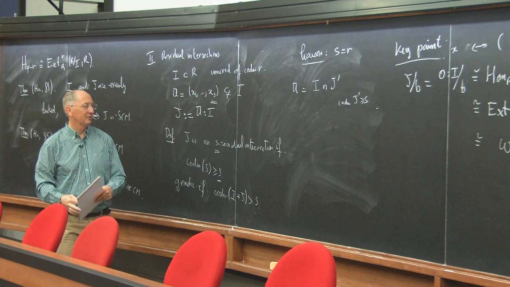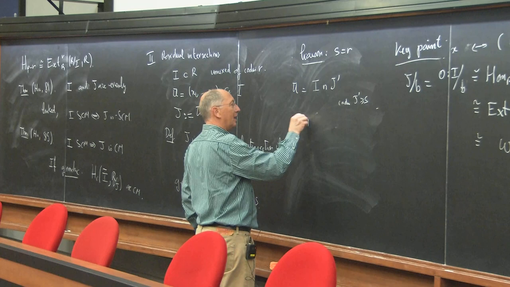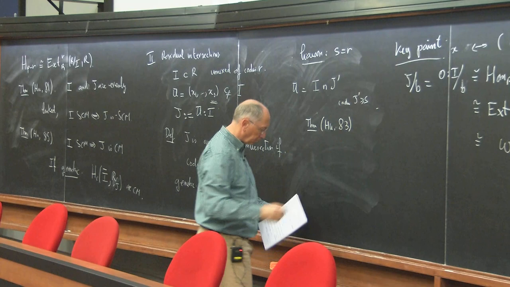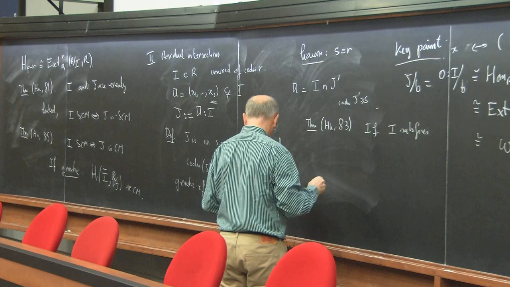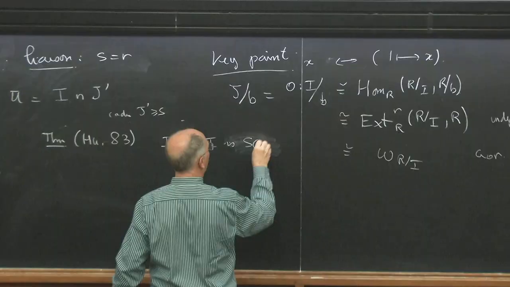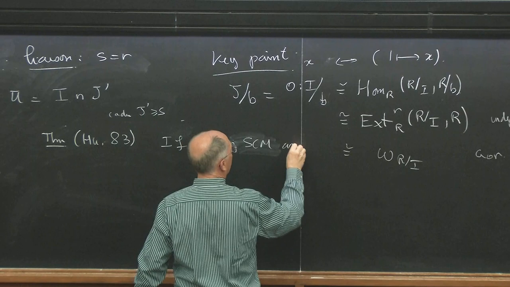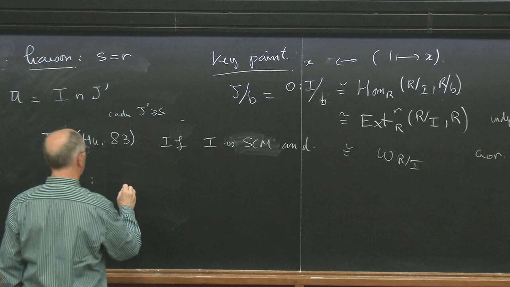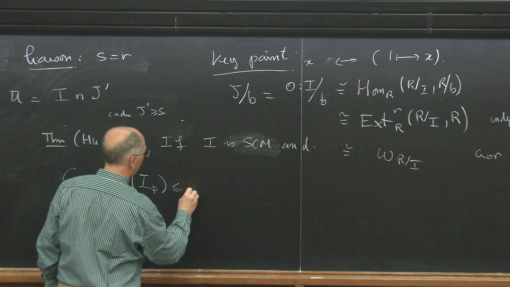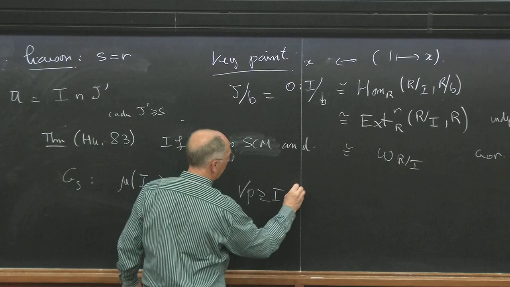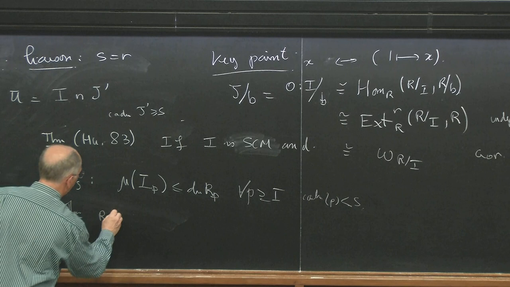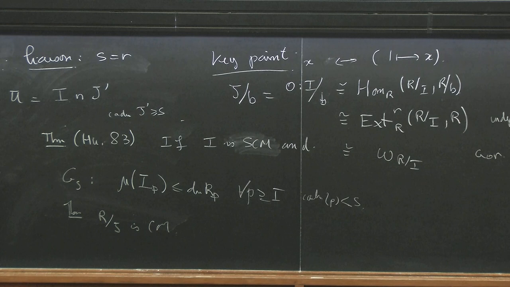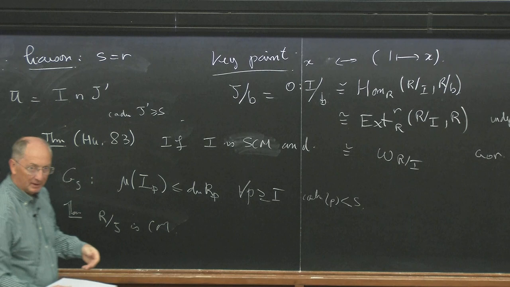Okay, so now the theorem of Huneke in '83 says that if I satisfies the following condition, well, is strongly Cohen-Macaulay first, and the following condition we have seen yesterday holds, called the G_S condition: the minimum number of generators of I localized at P is at most the dimension of R localized at P for all P containing I such that the codimension of P is smaller than S. Okay, then R mod J is Cohen-Macaulay. And so Huneke followed the inductive argument of Artin and Nagata and repaired the gap that was there.